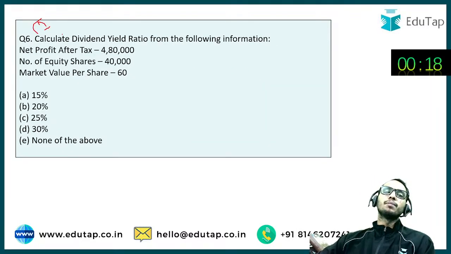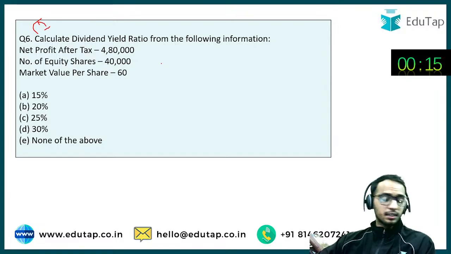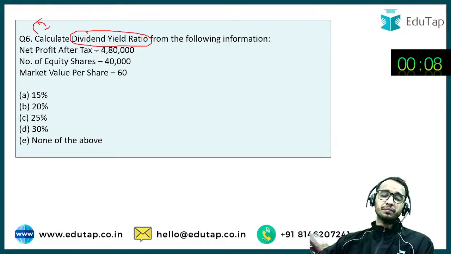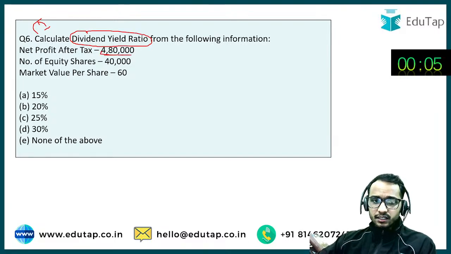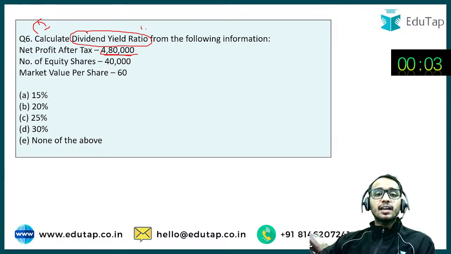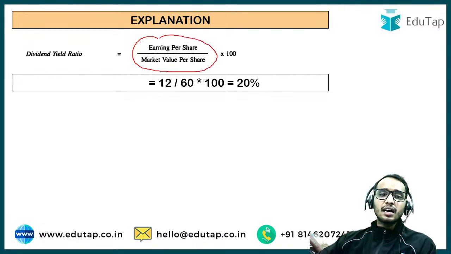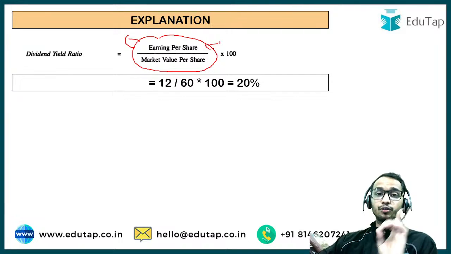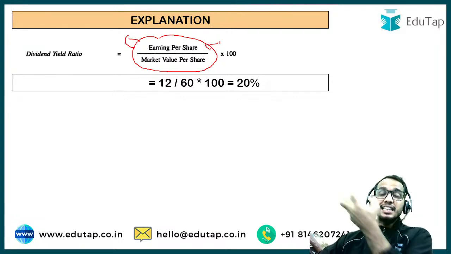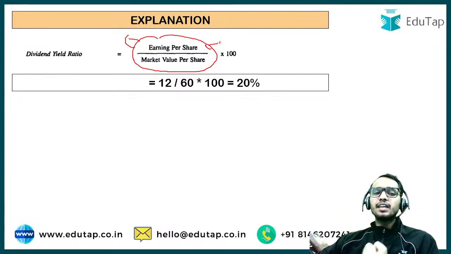That is question number 6. Again a numerical, and let's see who does this first. You have to calculate dividend yield ratio. Again, very easy question. Net profit after tax is 4,80,000. So first of all, try to understand the formula. Dividend yield ratio. Very easy formula. Earning per share divided by market value per share. Then we will again read out the question. First of all, you have to remember the formula. Dividend yield. Okay, how much dividend you are earning as compared to the market value. So earning per share divided by the market value per share.